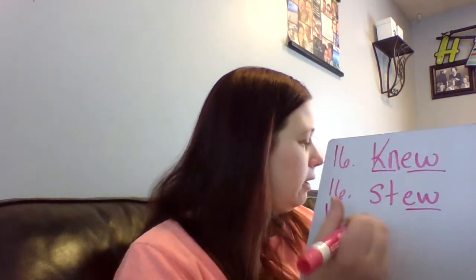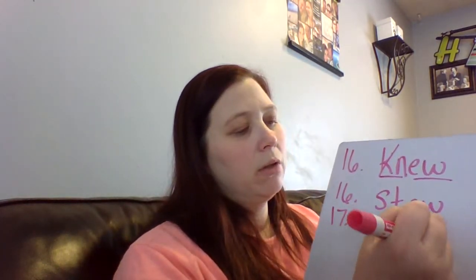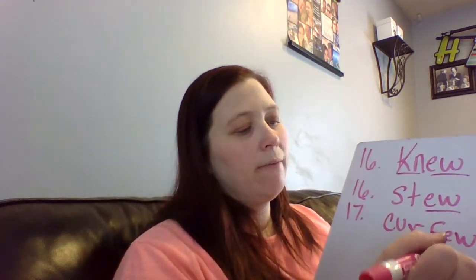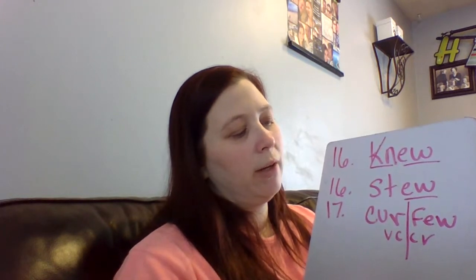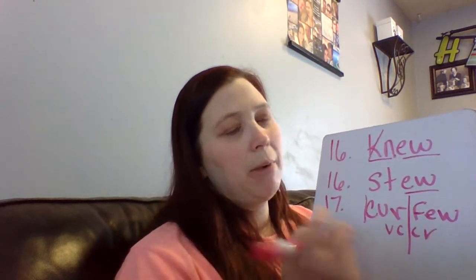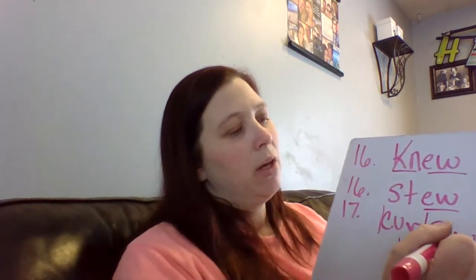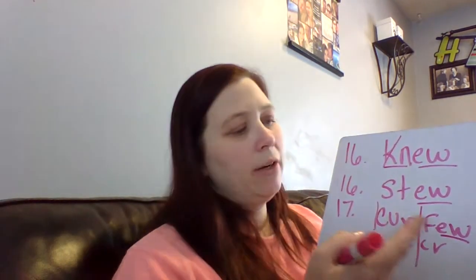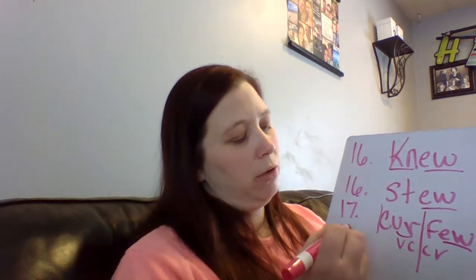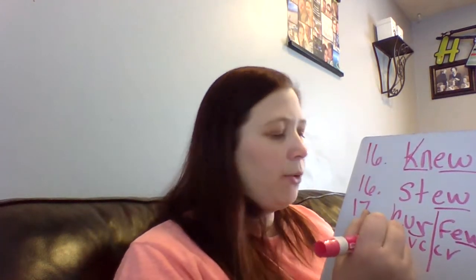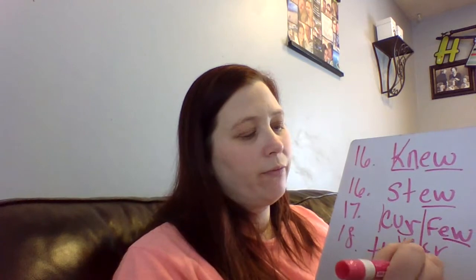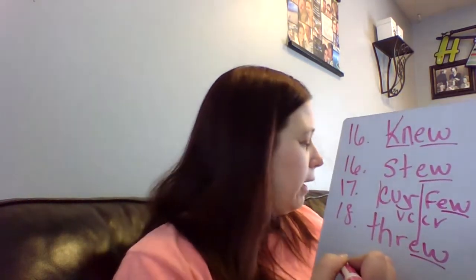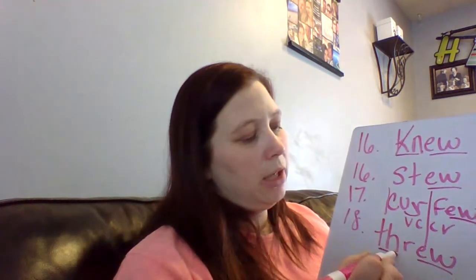Number 17, curfew. This follows our vowel, consonant, consonant, vowel pattern. We'll draw a line between our two consonants. Our C would also get a K back because it's making that K sound. And then we have our EW digraph, and we have our UR combination. Number 18, through. Here we have our EW digraph, and we also have our TH digraph.